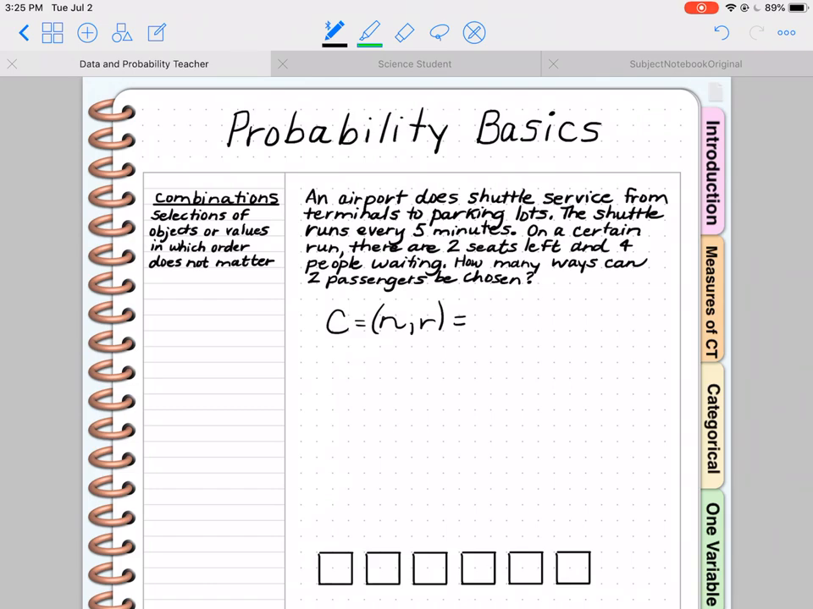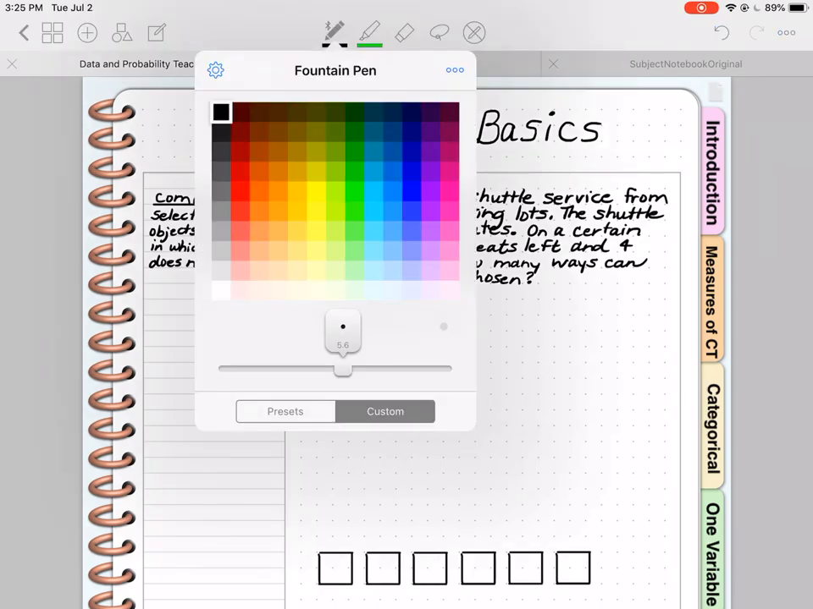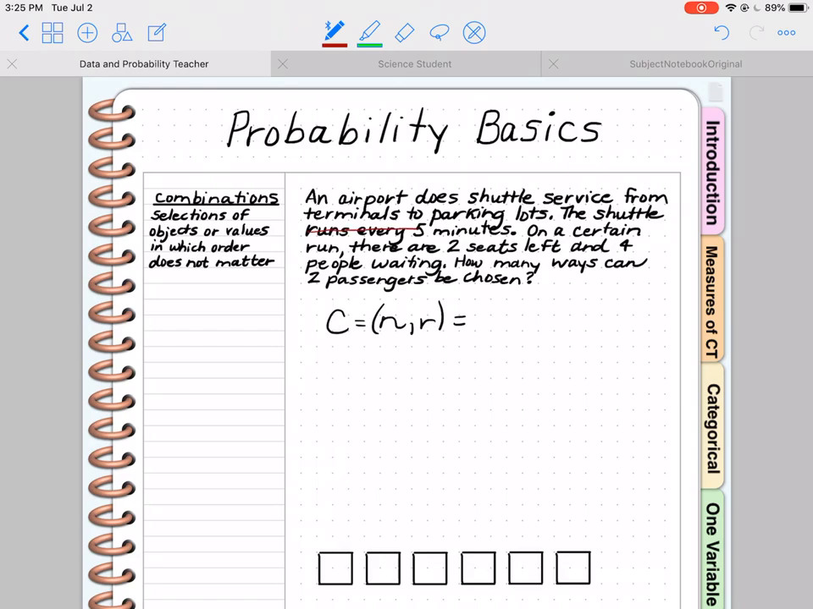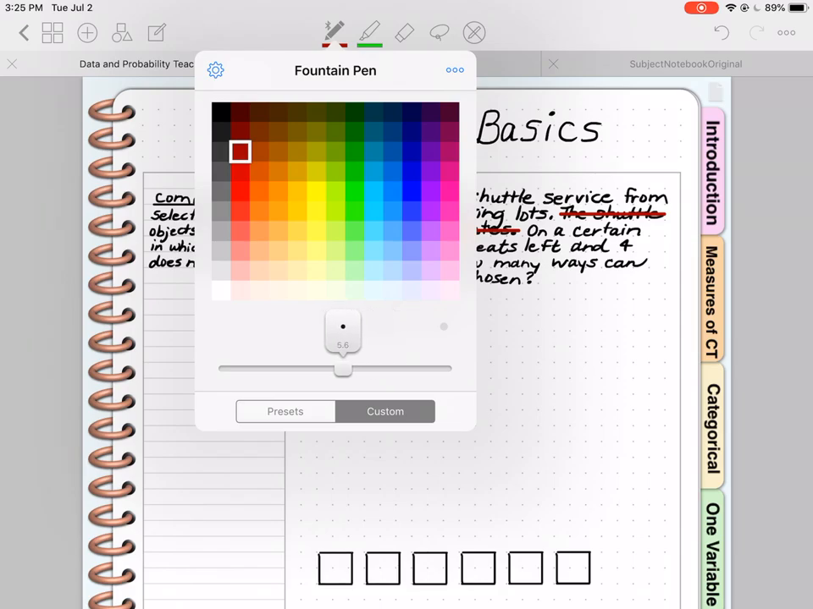So here's a word problem and a formula. It says an airport does shuttle service from terminals to parking lots. The shuttle runs every 5 minutes. On a certain run, there are 2 seats left and 4 people waiting. How many ways can 2 passengers be chosen? Well, the first thing I want you to realize is that the 5 minutes is a distractor. This has nothing to do with our problem, and I'm going to mark that out because the shuttle running every 5 minutes is just general information. It has nothing to do with what I'm trying to solve here.